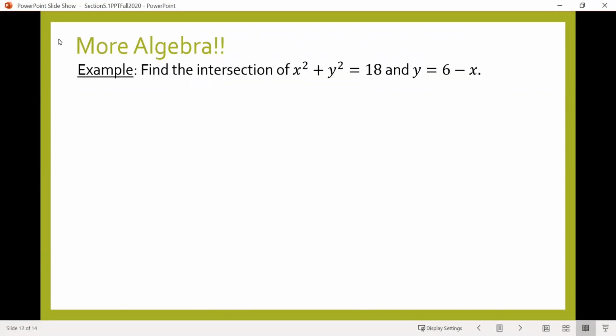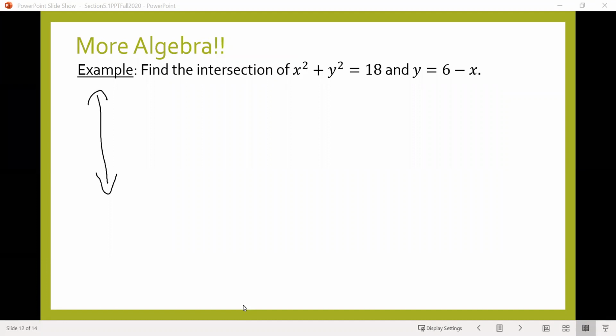All right, let's do some more algebra with the equation of a circle. So in this problem, we're asked to find the intersection of x squared plus y squared equals 18 and y equals 6 minus x. Now let's think visually about what we're talking about here in a coordinate plane.